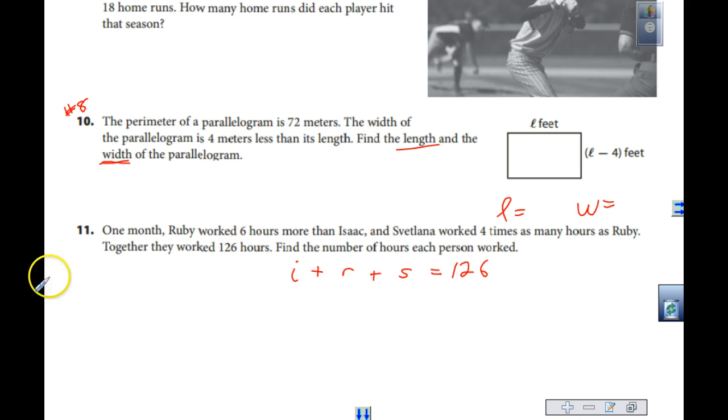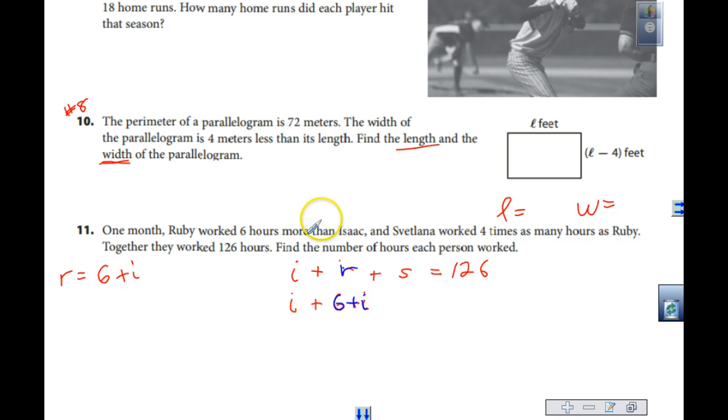Okay, so for instance here, Ruby worked 6 more than Isaac, right? So we can go back to here, instead of having R, we can use 6 plus I. Okay, Isaac is still Isaac. Ruby is now 6 more than Isaac. Okay, so I just took out, it's called substitution, Ruby's hours, and I said, well, Ruby's hours is the same as 6 more than Isaac's hours. So now we can see we have Isaac's hours, I. We have Ruby's hours in terms of how much Isaac worked. So we can see we want to write everything in terms of Isaac.